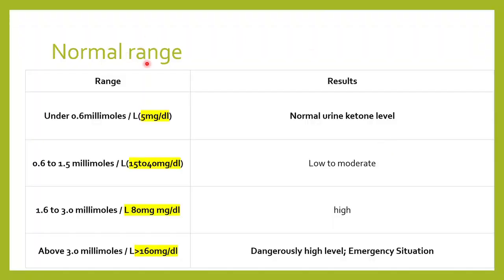So what is the normal range? Usually the ketone bodies are less than 5 milligram per deciliter. If we are getting a value of about 15 to 40 milligram per deciliter, then the amount of ketones would be around low to moderate. We grade it as low to moderate. Suppose it is more than 80 milligram per deciliter, we call it high, and if it is more than 160 milligram per deciliter, it is dangerously high. It is an emergency situation.